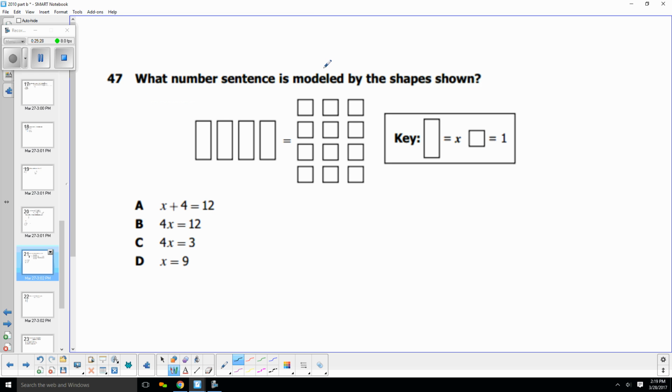47. What number sentence is modeled by the shapes shown? Pay attention to your key again. So how many X's do I have over here? Ty? So I'm going to put that as 4 times X because I have 4 of them. And that's going to be equal to what? 12. 1, 2, 3, 4, 5, 6, 7, 8, 9, 10, 11, 12. So D is your answer.